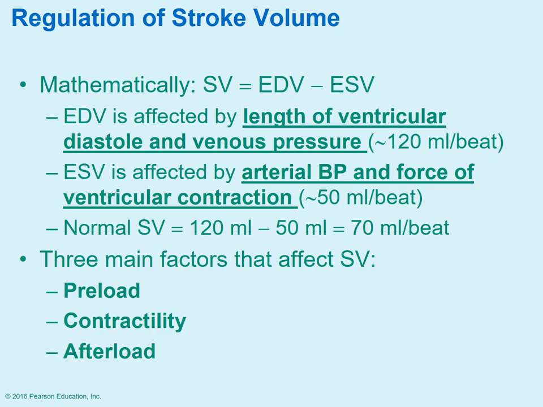So this is just going through some of the different volumes. This is the stroke volume, and mathematically how you can look at how, if you have a longer time in diastolic stage, that can affect some of the volumes. There are three main factors that will affect what that stroke volume is going to be. It's preload, afterload, and contractility.